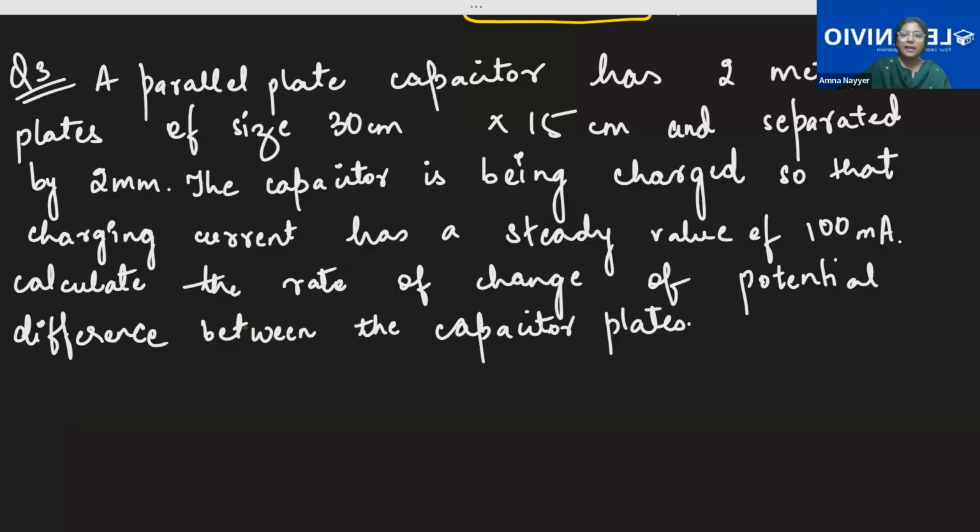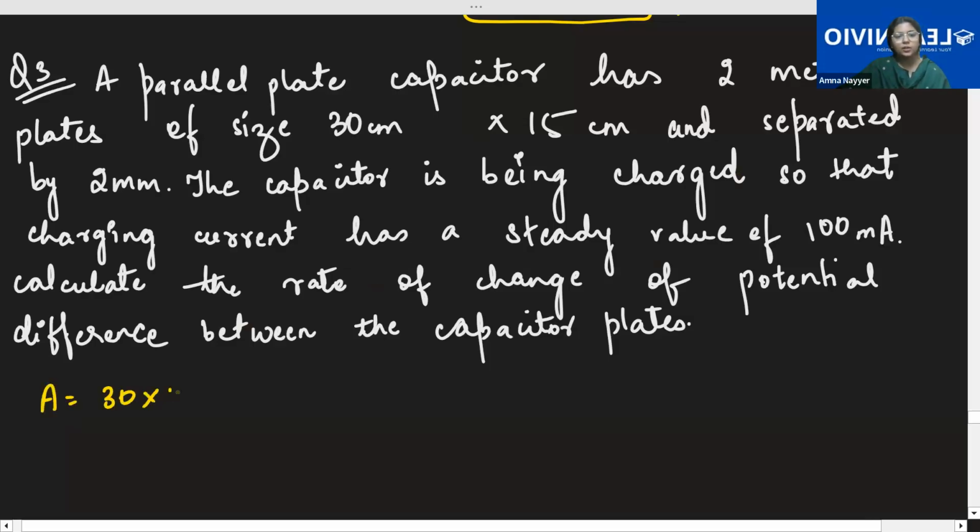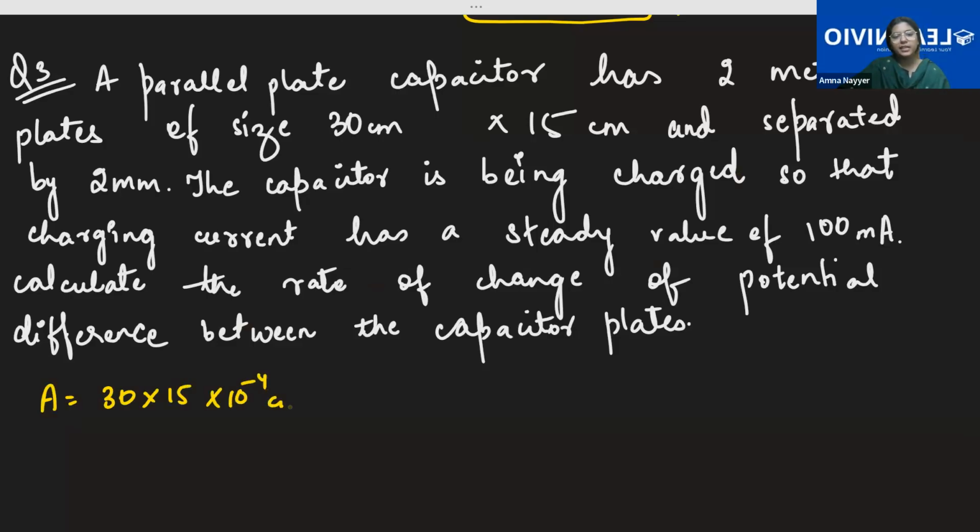Okay, see, this says that a parallel plate capacitor has two metal plates of size 30 centimeter into 15 centimeter. So area is given as 30 into 15 into 10 to the power minus 4 meter square, and separated by 2 millimeter. Means distance is given as 2 into 10 to the power minus 3 meter. If this capacitor is being charged so that charging current has a steady value of 100 milliampere, that is 10 to the power minus 3.